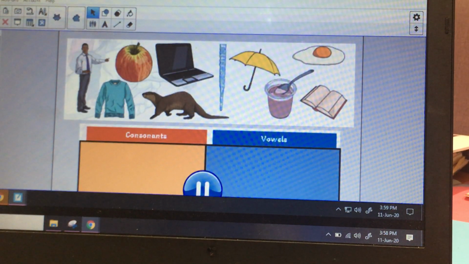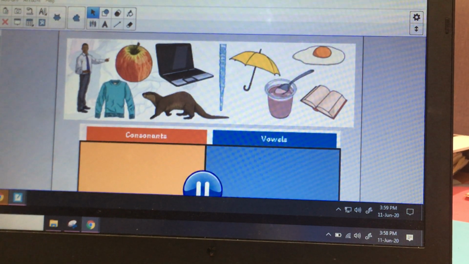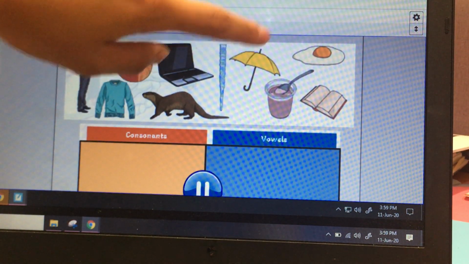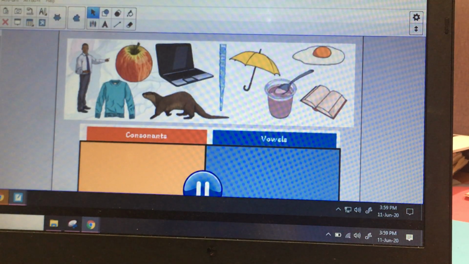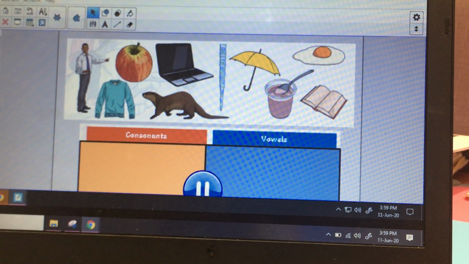Okay, so what we've got here is several pictures of different objects. We've got a teacher, a jumper, an apple, laptop, otter, icicle, umbrella, egg, yogurt and a book. What we need to do is think about which sound or letter those words begin with. So a teacher begins with a T, which is a consonant, so we put it in the consonant box. I'd like you to do the same for all of those objects, either by writing them down into a table like mine, or just thinking about them in your head. Pause me now.